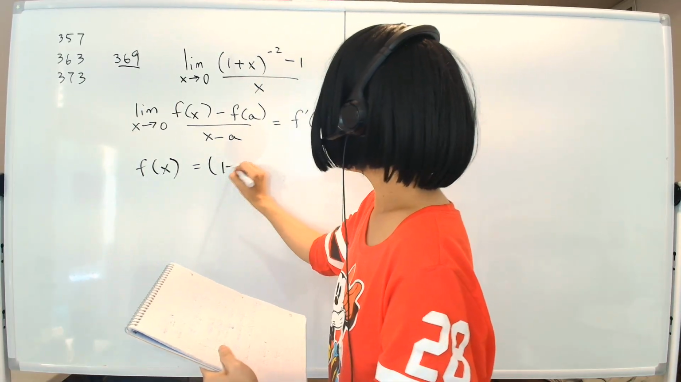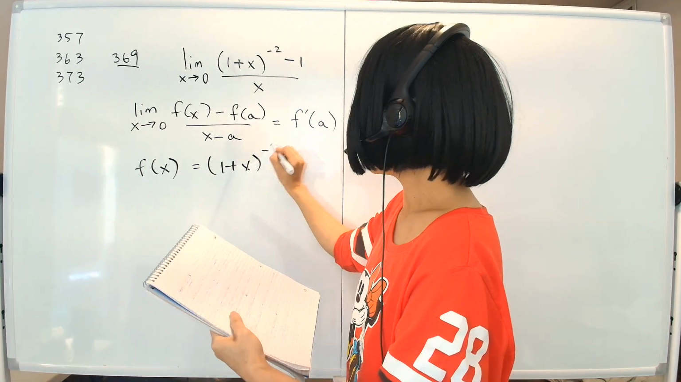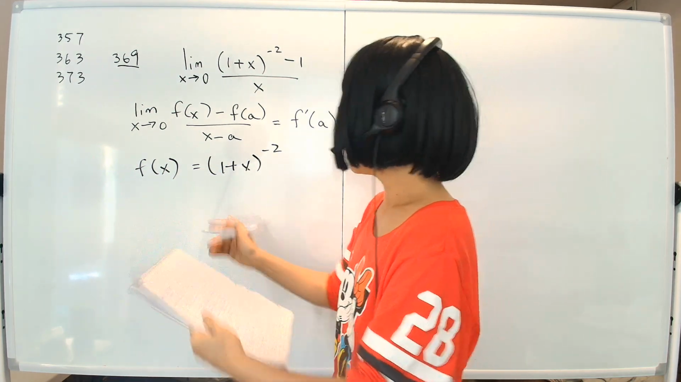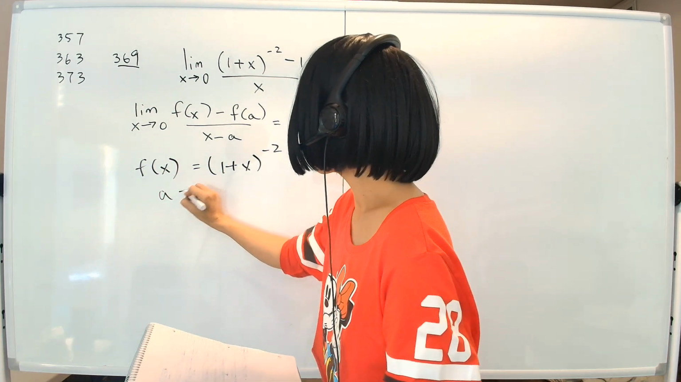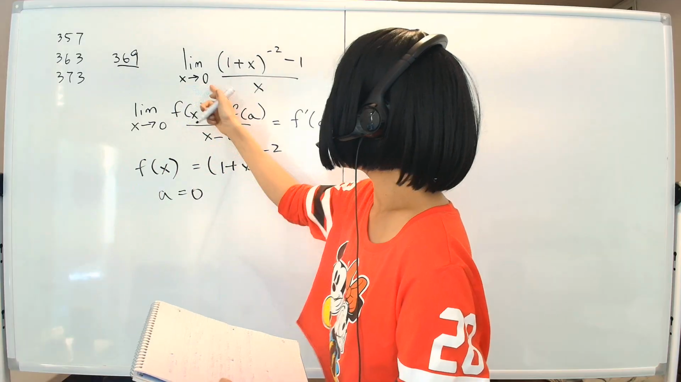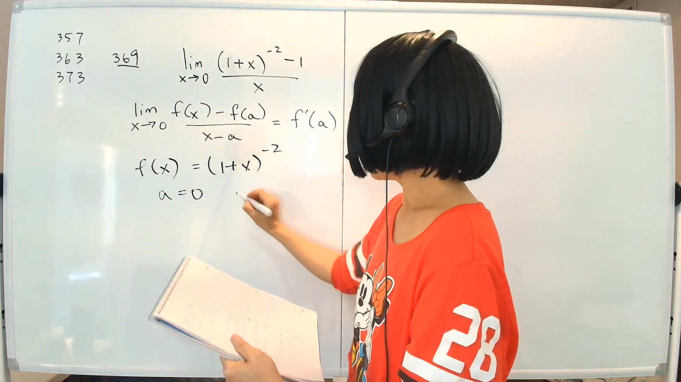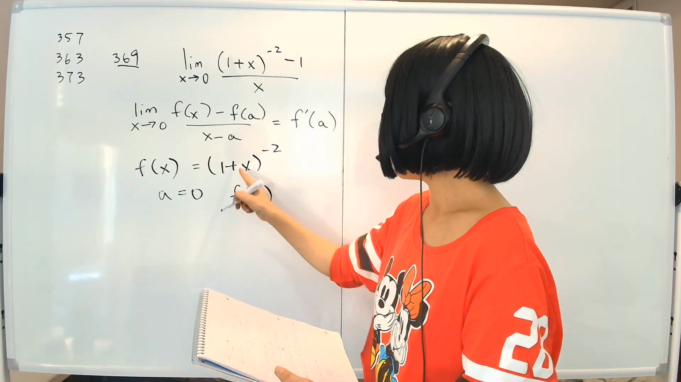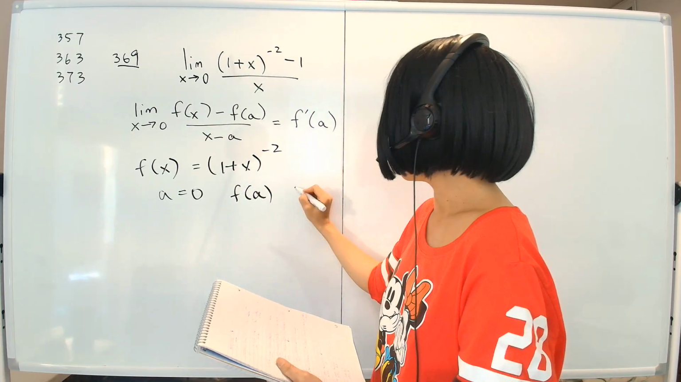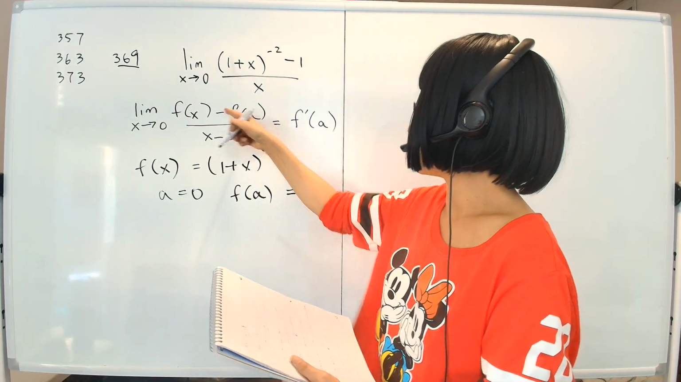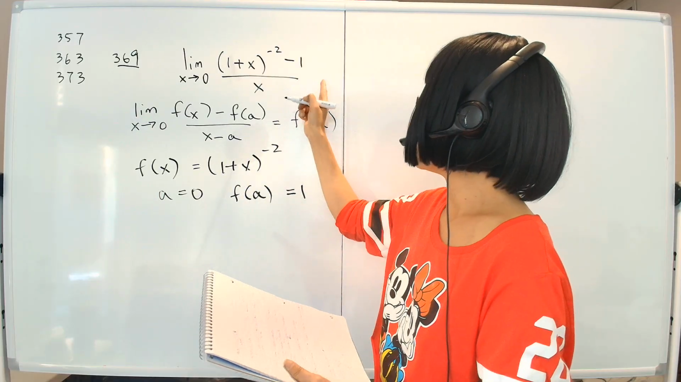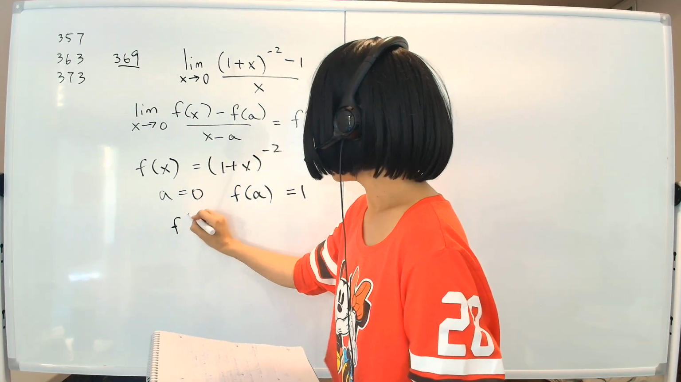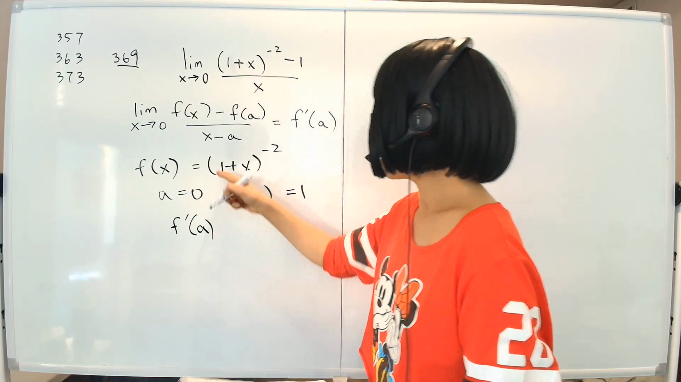f of x is 1 plus x to the power -2. And then for a: x approaches 0, so a is 0. And then f of a equals what? Well, 1 plus 0, to the power -2, is 1. So this totally fits into this thing. Therefore, this limit equals f prime at a. That's all this limit is.